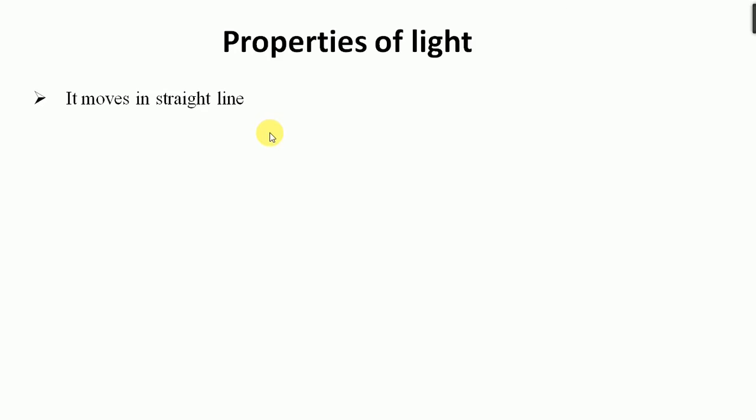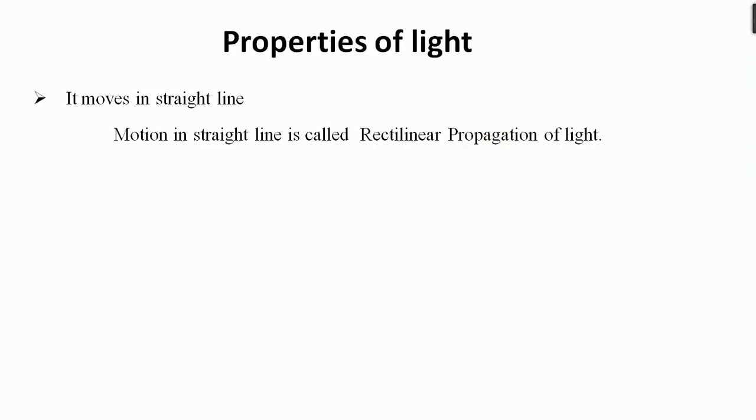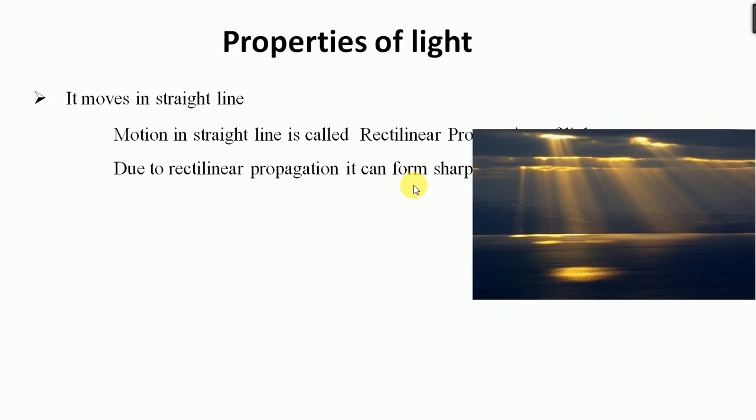Properties of light. Light always moves in a straight line. In this experiment you can see light is traveling in a straight line. If you displace one of the plates, then you won't be able to see the light because light travels in a straight line. This motion of light in a straight line is called rectilinear propagation of light. Because of this rectilinear propagation, the light forms a sharp shadow. As the light travels in a straight line, it forms a shadow when an object is placed in its path.